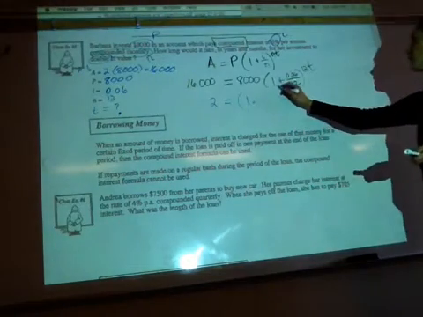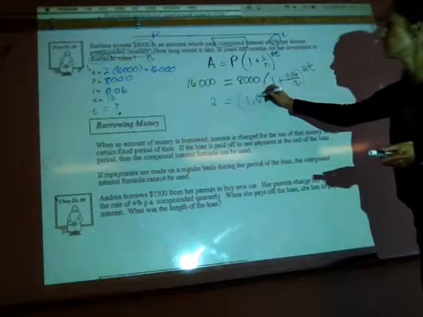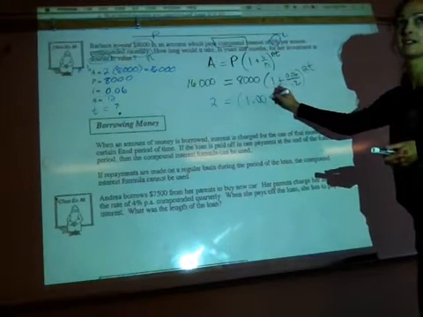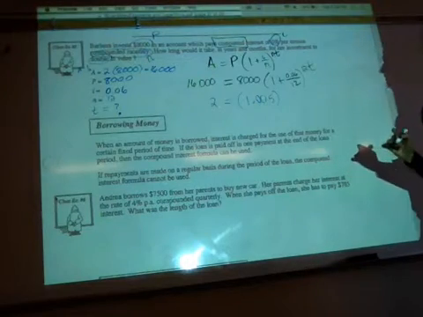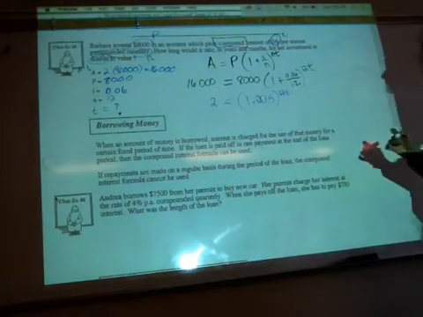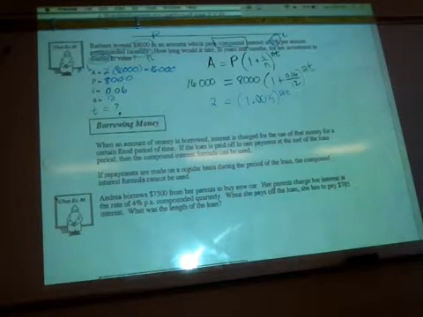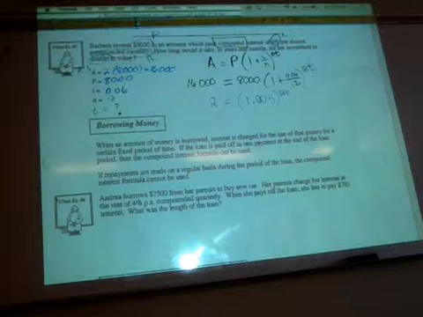And what do we get here? 1.005. Am I off on that or right? Yep, that's right. Okay, good. To the power of 12t. So we've cleaned things up a little bit. What do we do when we have to solve for an unknown that's an exponent? Log. Yeah, we use our logs.